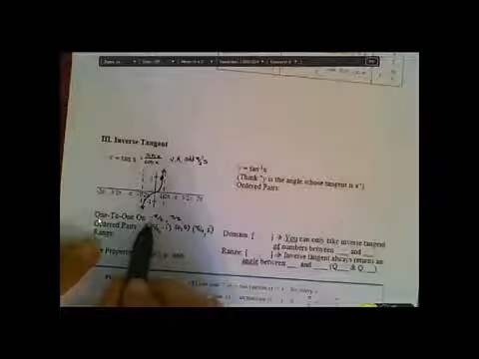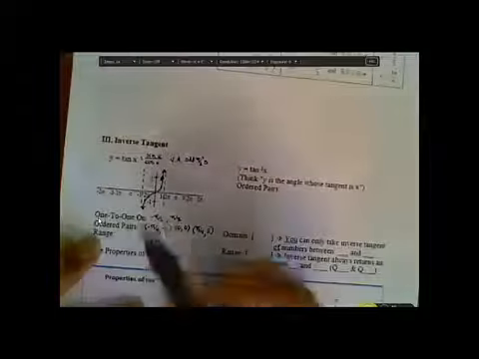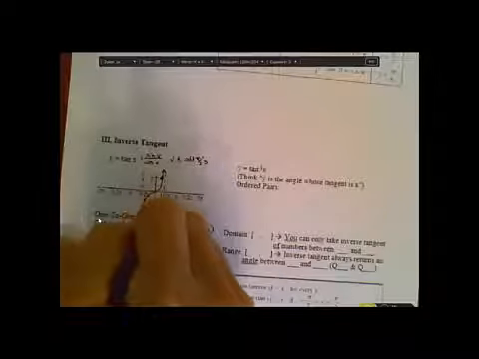So what's the range of tangent? I know we're going to use for the domain negative pi over 2 to positive pi over 2, but the range is how low does it go, how high does it go. Tangent goes from negative infinity to infinity.